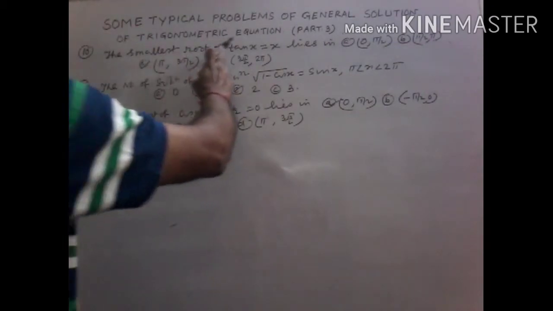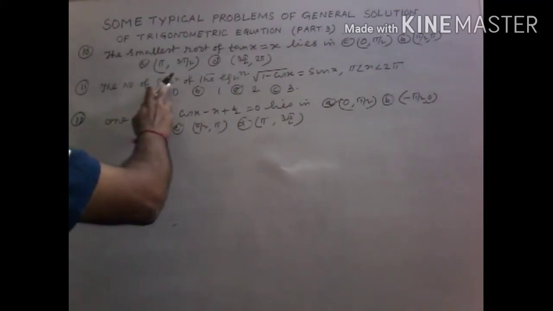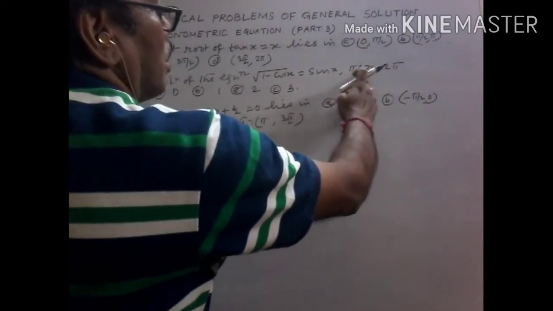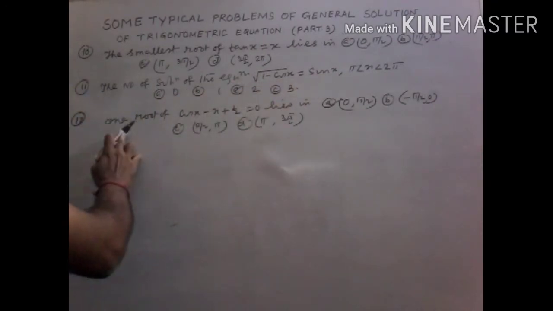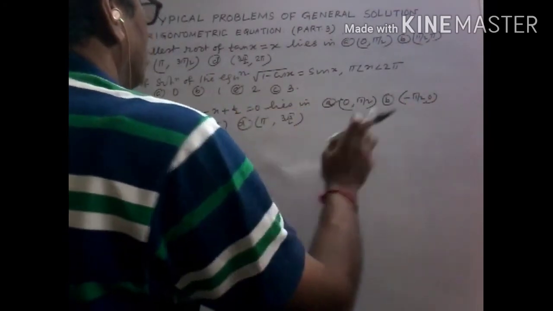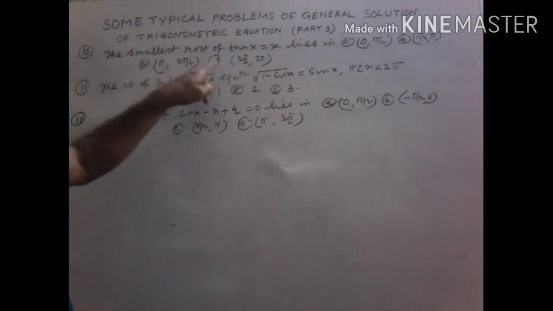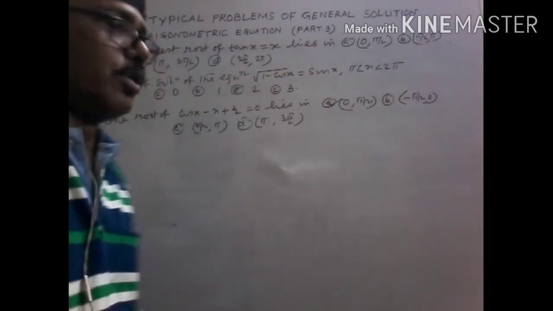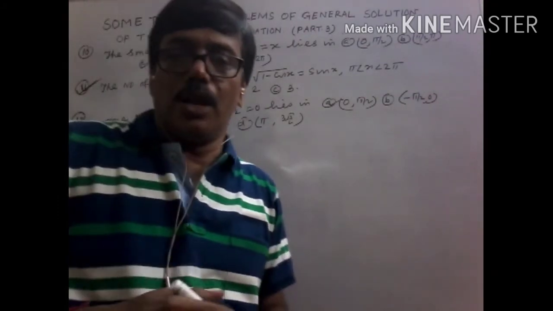So look, the smallest root of tan x equals x lies in this interval. 11. The number of solutions of the equation root over 1 minus cos x equals sin x, pi less than x less than 2 pi: 0, 1, 2 and 3. One root of the equation cos x minus x plus half equals 0 lies in this interval. Look, they are not purely trigonometric; this one is algebraic plus trigonometric. So look, we try to solve problem number 11 first.